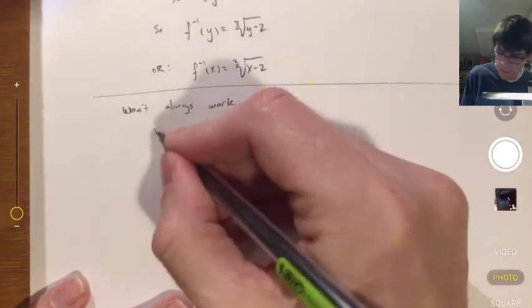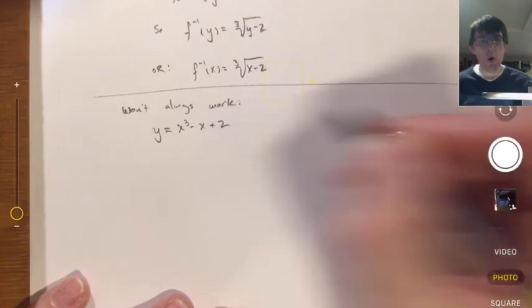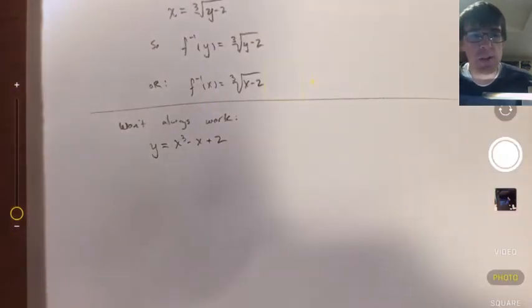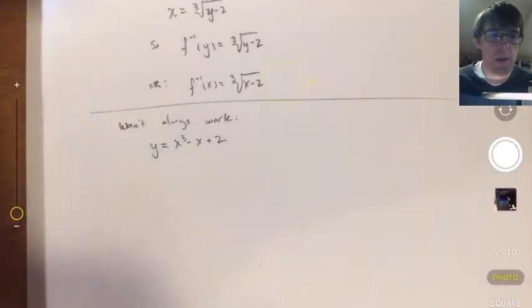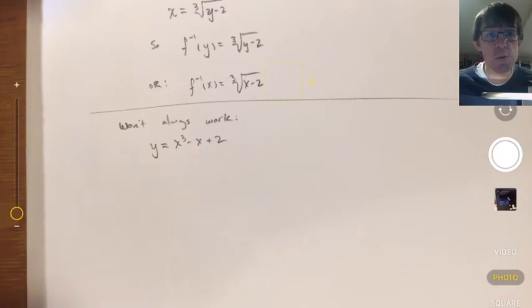What about this function, y equals x cubed minus x plus 2? Almost the same function, but I inserted that minus x, right? The previous example is just x cubed plus 2. I stuck the minus x in there. How bad is that going to be? In fact, it's going to be quite bad, actually. That minus x really screws the whole thing, and this becomes impossible to do.